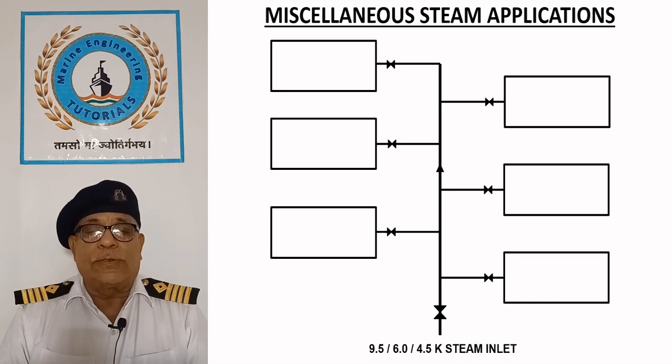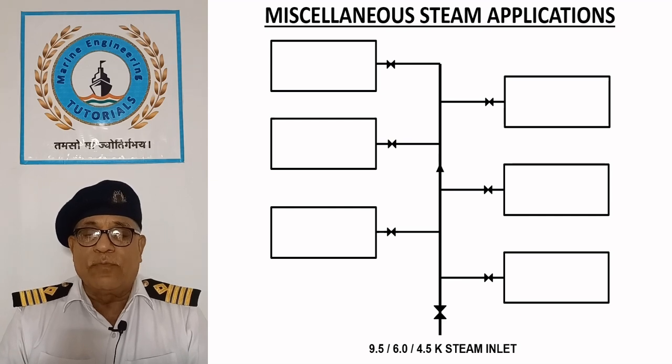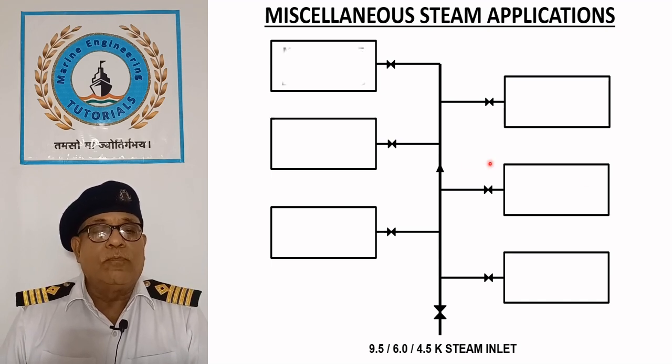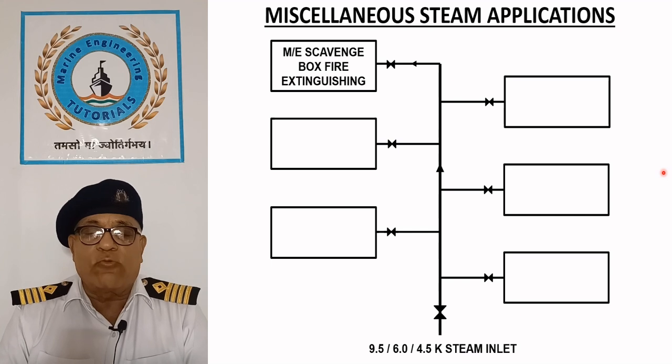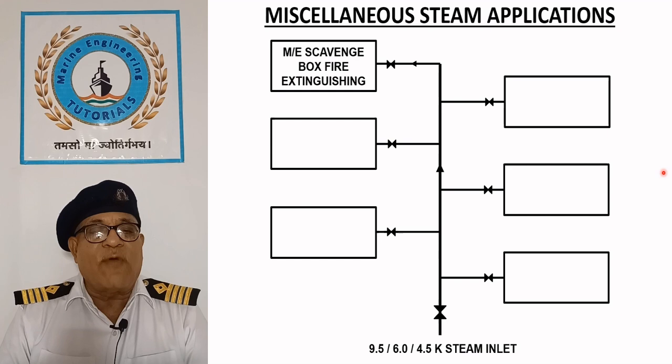Miscellaneous steam applications. This slide covers the miscellaneous applications of steam on ships, after which the steam is exhausted. Steam at 9.5 bar or 6 bar or 4.5 bar is used for these applications. Main engine scavenge box fire extinguishing. Main engine scavenge boxes are equipped with fixed steam connections for extinguishing scavenge fires.